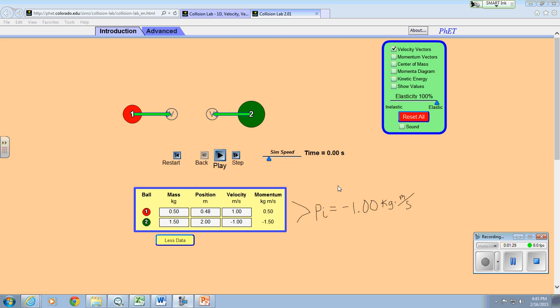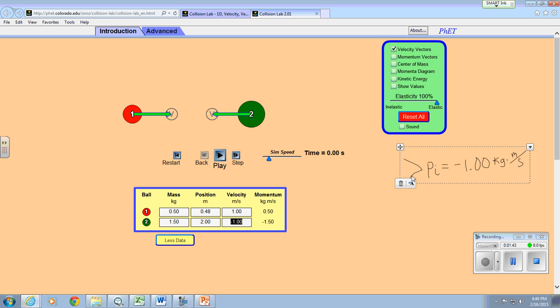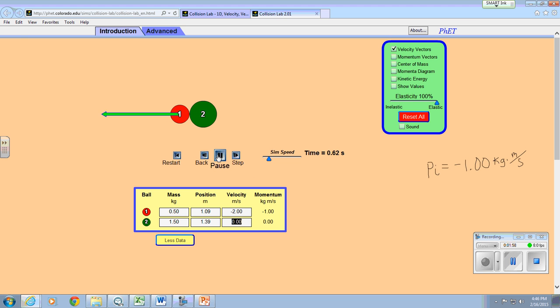So let's run the simulation and see what happens to our momentum. I'm just going to move the initial momentum over here. The initial momentum is moving over. And now let's run the simulation. They collide, and this is after the collision.